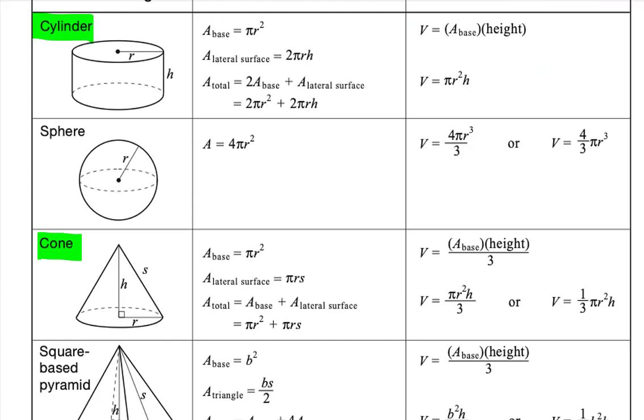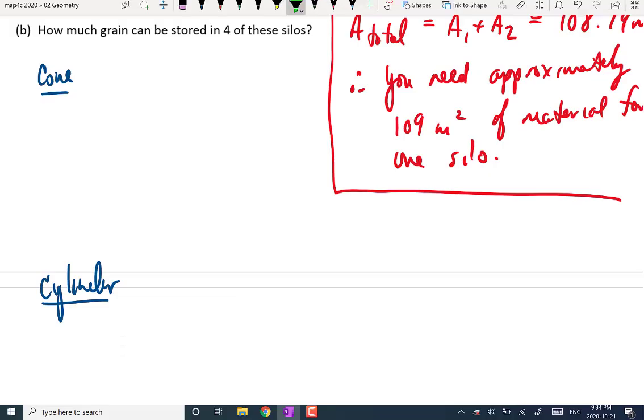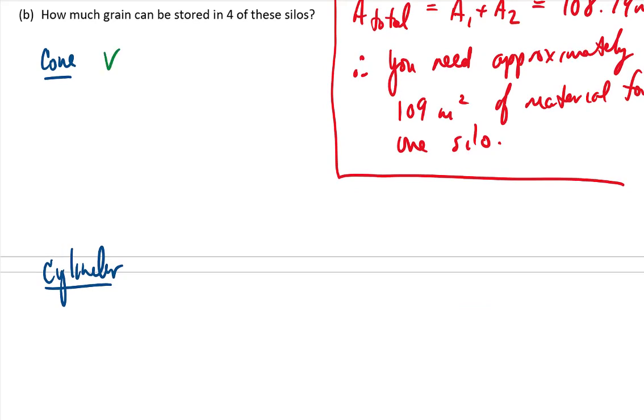We see that the volume of a cylinder is pi r squared h. And the volume of a cone is the same thing, pi r squared h, but just divided by 3. So it's 1/3 the volume of a cylinder. So let's write these down. We have volume equals pi r squared h divided by 3. And for the cylinder, volume equals pi r squared h.